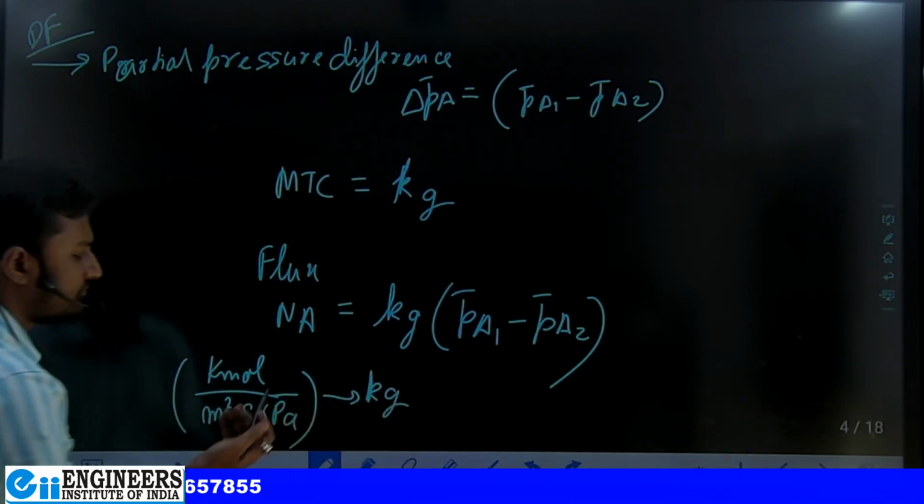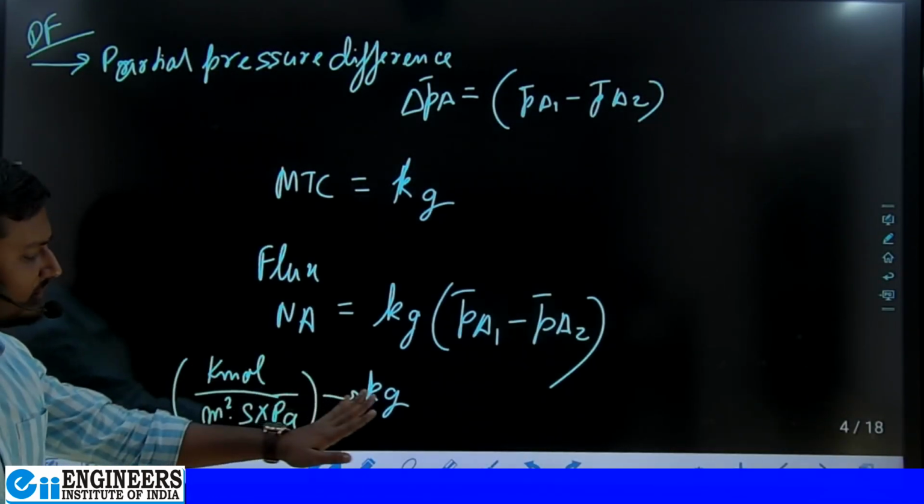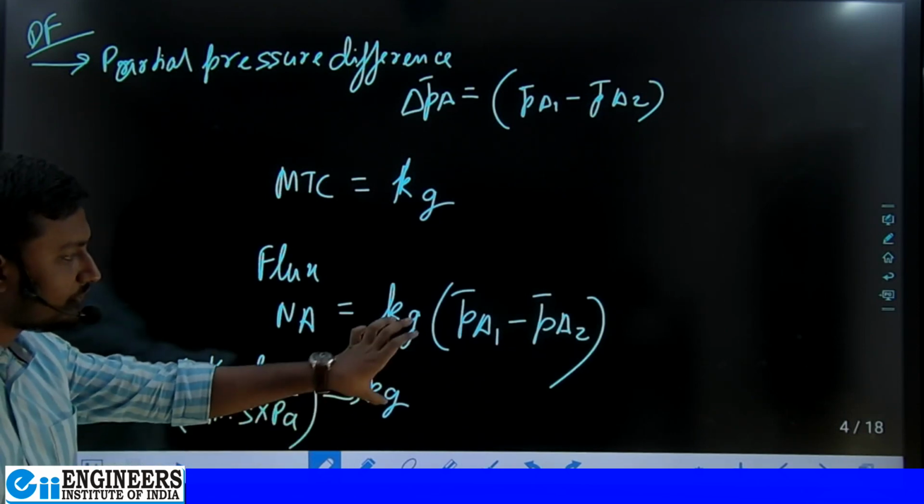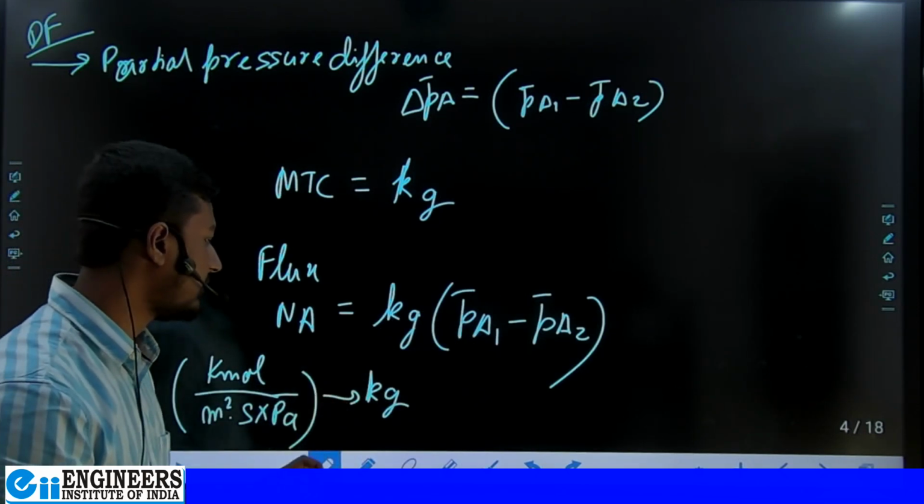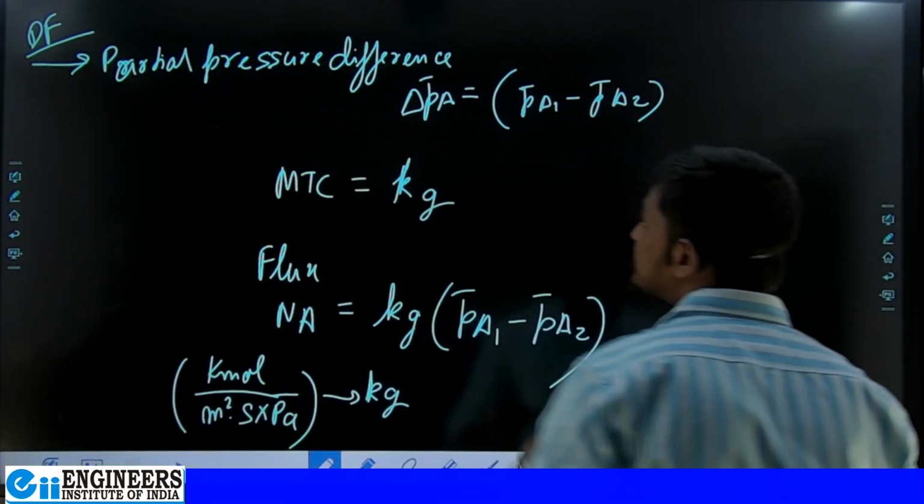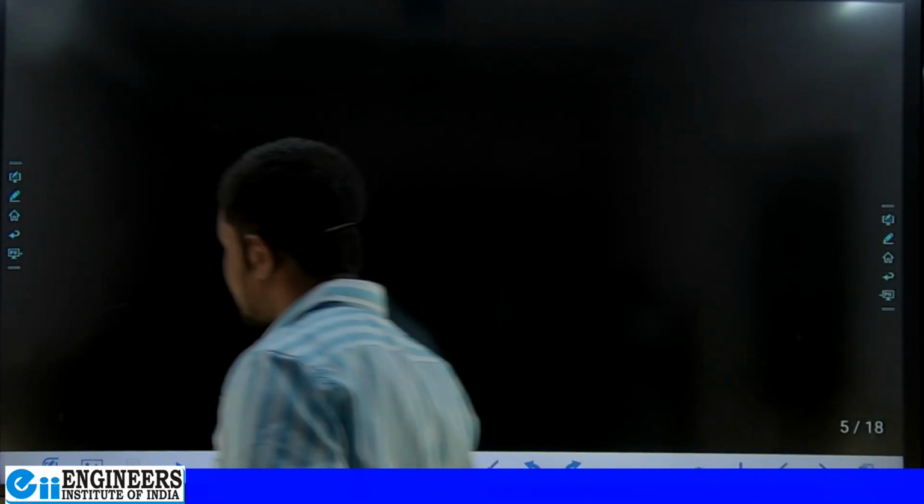Now if you want to simplify it more, you may do it, but it is not required. You just need to understand how to find the unit of your mass transfer coefficient based on your driving force. Okay, that is the important part. In this case the driving force was our partial pressure difference. Let us now move forward.